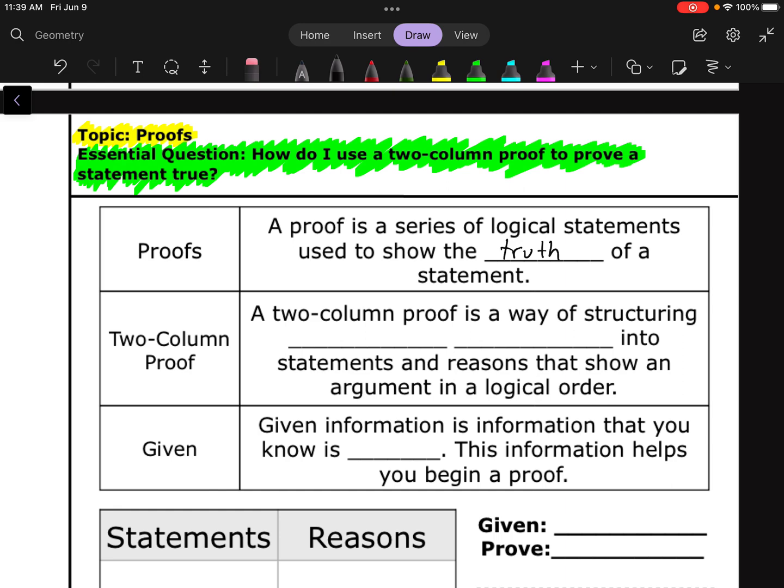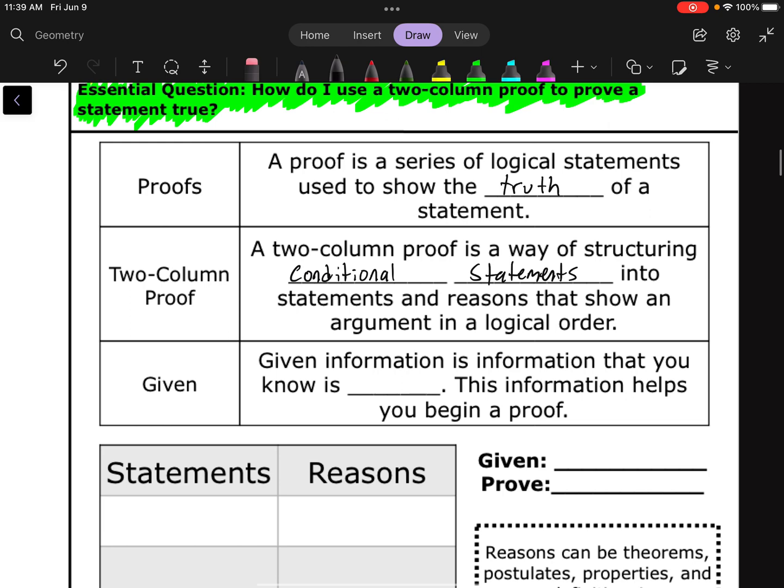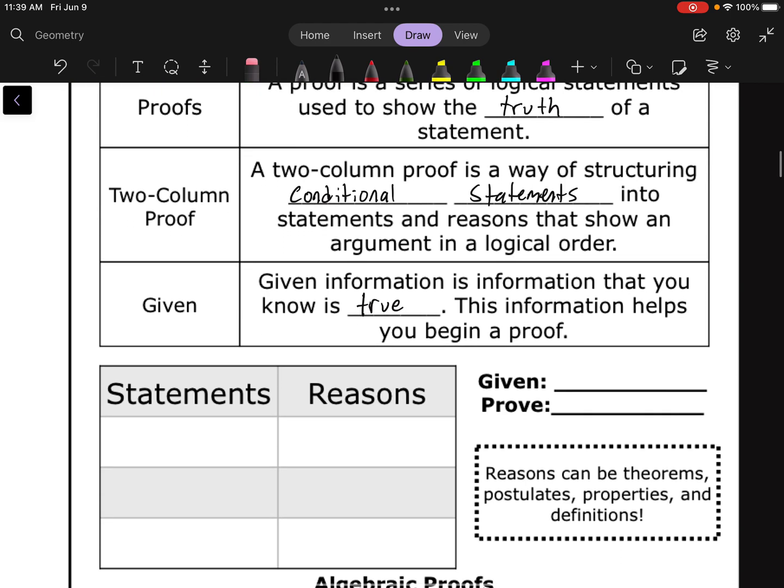A two-column proof is a way of structuring conditional statements, those if-then statements, into two columns, statements and reasons that show an argument in a logical order. And when we're doing this, we always have some sort of information that we're starting with, and that's called the given. The given is the given information that you know is true. This is the facts that you begin with at the beginning of your case that's going to help you begin your proof.